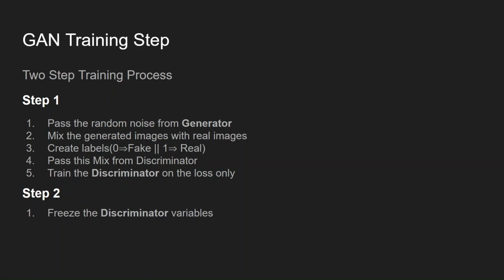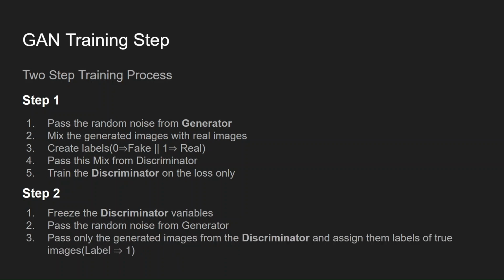First of all, we are going to freeze the discriminator variables, its weight and bias, because we don't want to update the discriminator variables since we are just training the generator. And in step number 2, we are going to pass a random noise through the generator in order to get some fake images. And then we are just going to pass those generated fake images through the discriminator and assign them the label of a true image. So although these images will be fake, we will pretend as if they are real. So we are going to assign label 1.